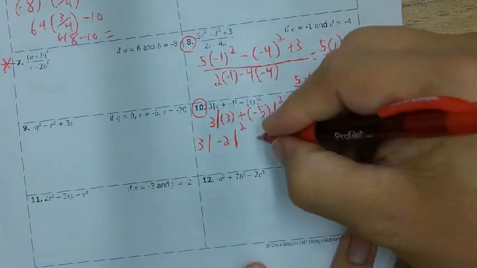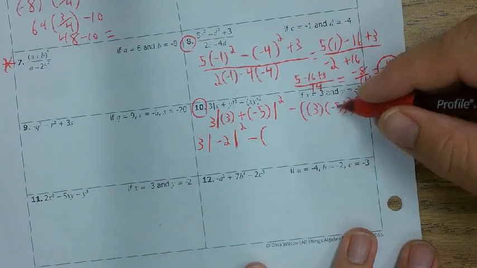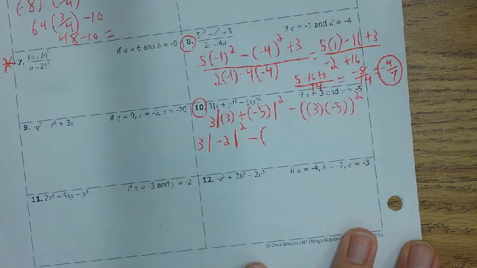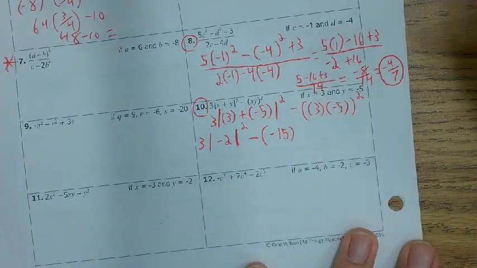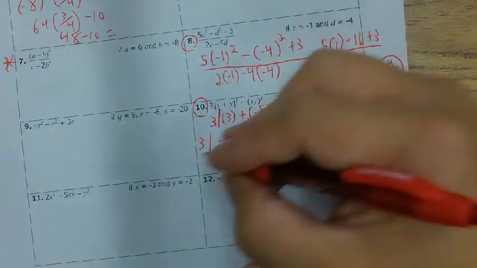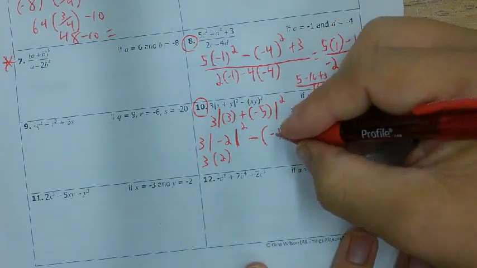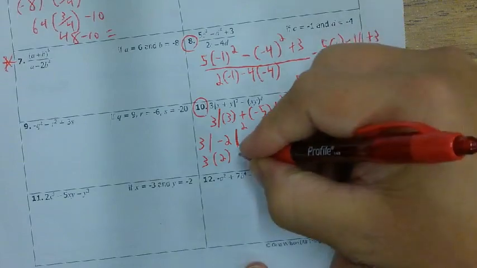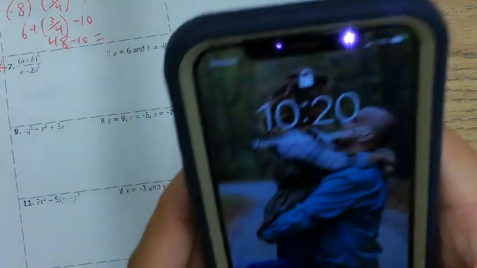Then squared minus, we do the next set of parentheses. Since these are side by side, we know that means multiplying. So 3 times negative 5, if you put that in Desmos, it will give you negative 15. And then squared. So now we would find the absolute value of negative 2. The absolute value of negative 2 is a positive 2, minus the absolute value of negative 15 squared. And notice the negative 15 is in parentheses.